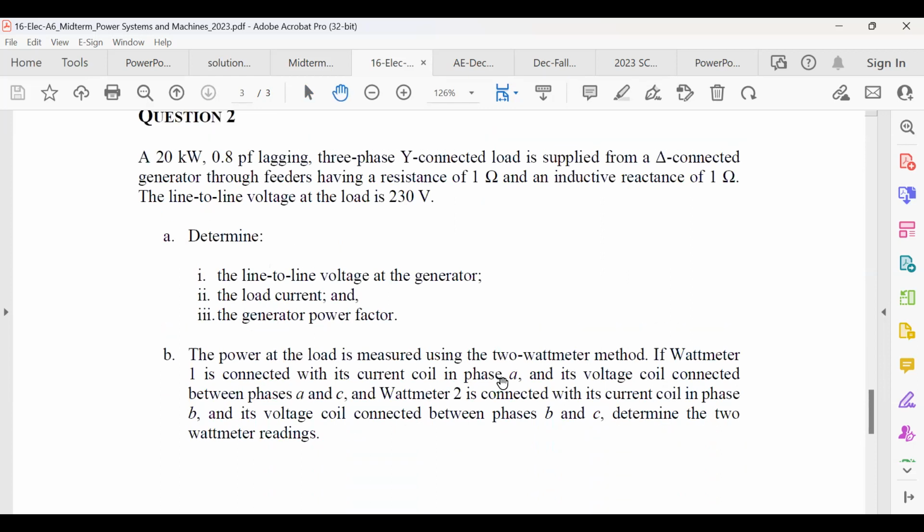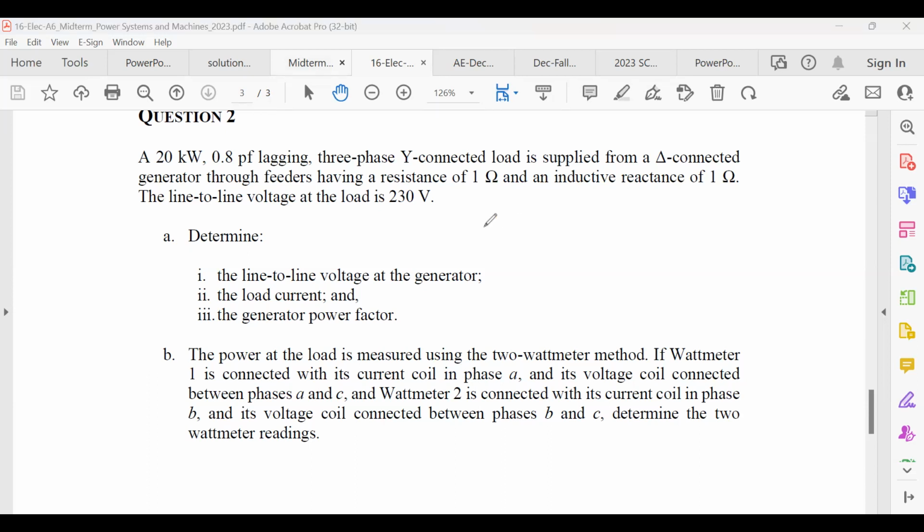The second problem has two parts. The first one is regarding the three phase. The second one is the two wattmeter method, the power. So let's solve one by one and see how we can proceed with this.